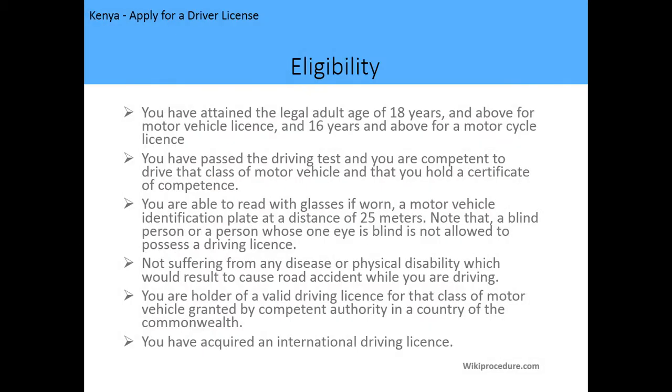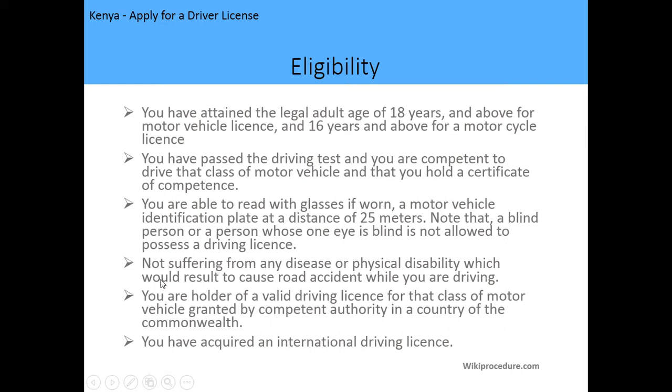The eligibility: one has to have attained the legal adult age of 18 years and above for the motor vehicle license, and 16 years and above for a motorcycle license. You must have passed the driving test, and you are competent to drive that class of motor vehicle, that you hold a certificate of competence. You're also supposed to be able to read, with glasses if worn, a motor vehicle identification plate at a distance of 25 meters. You should note that a blind person or a person whose one eye is blind is not allowed to possess a driving license in Kenya.